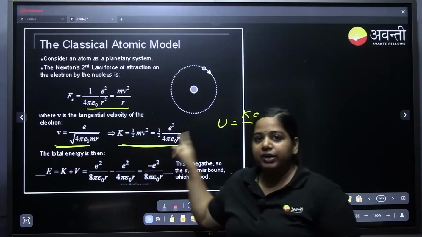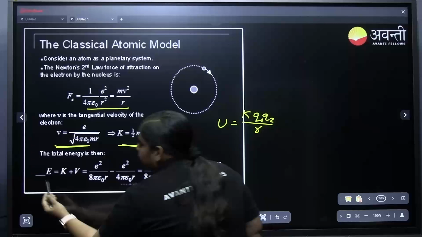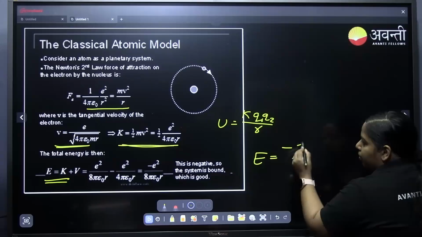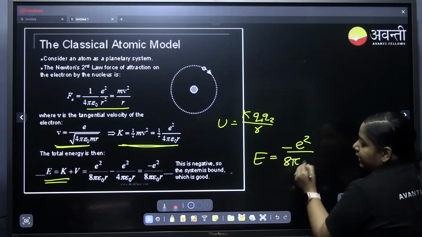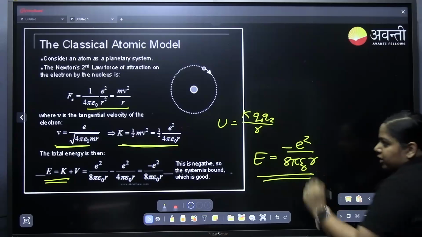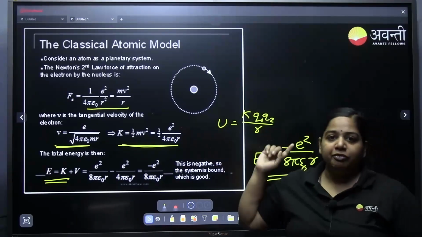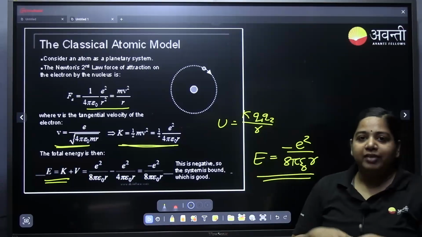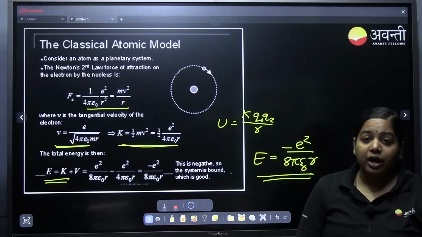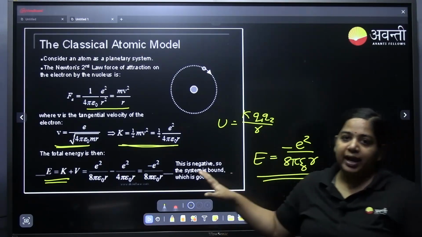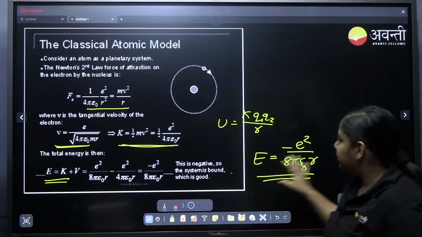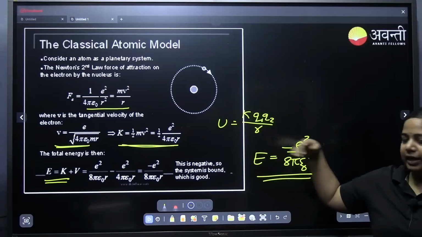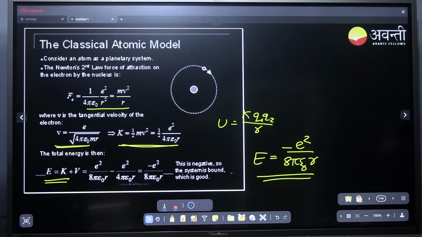After finding v, you can find the kinetic energy. Substituting, you can find the total energy of the electron. That value is equal to minus e square by 8 pi epsilon naught r. So the drawback here is that only if you know the radius can you find the total energy. In the Bohr model, we are overcoming that. We are substituting for r also, and we are able to find the actual value of the energy. So this much we are getting from the Rutherford model, substituting kinetic energy and potential energy. Is there any doubt?